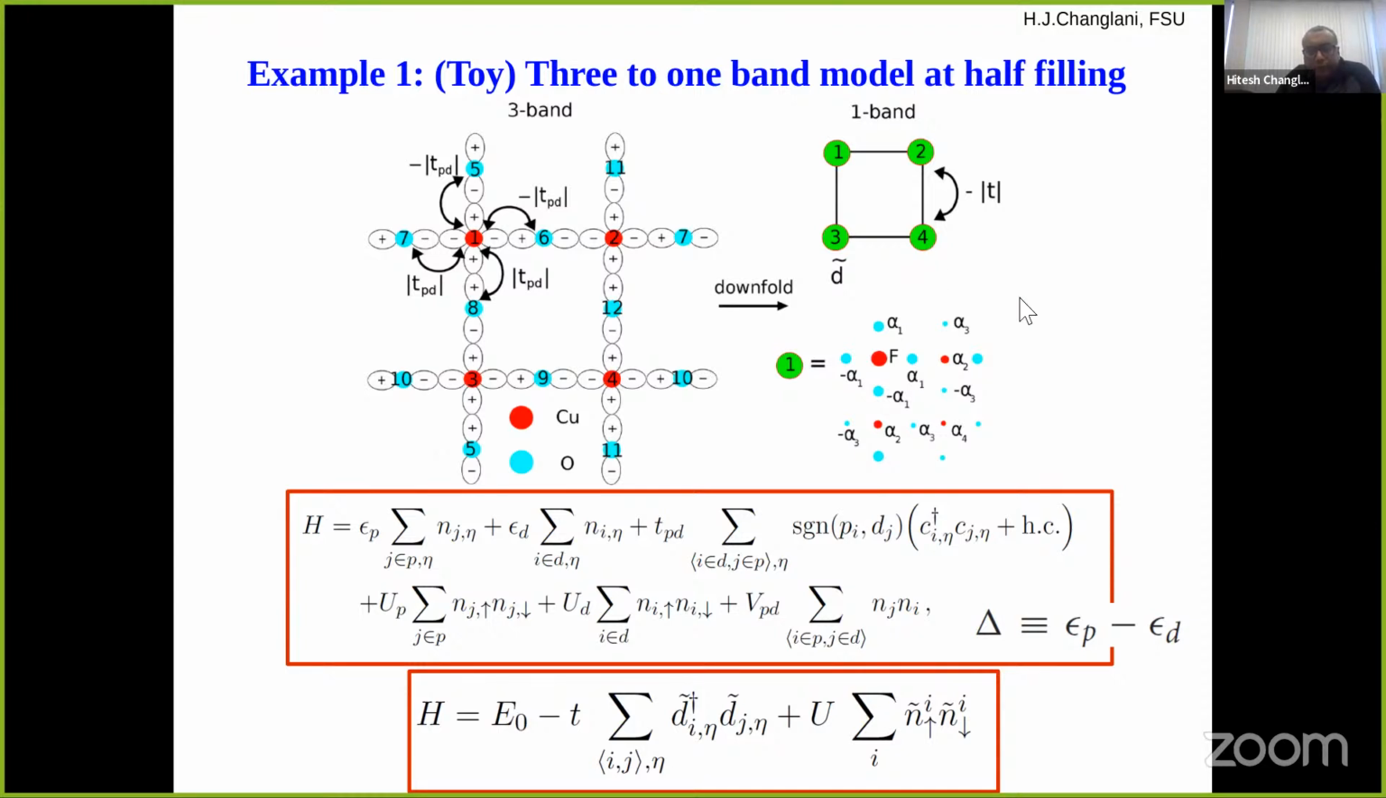In one case it would be the Zhang-Rice singlet, or in the other case it would look something completely different, more localized in the p orbitals, or more localized in the d orbitals. That's right. So, have you played with this?